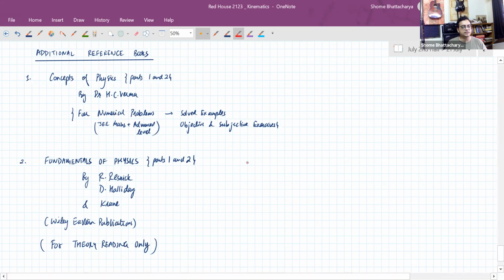Alternately, you can also use NCERT. Doesn't matter whether you're in HSC or ISC or CBSE, NCERT textbook is very good for theory reading. But preferable is Resnick, Halliday, Crane.